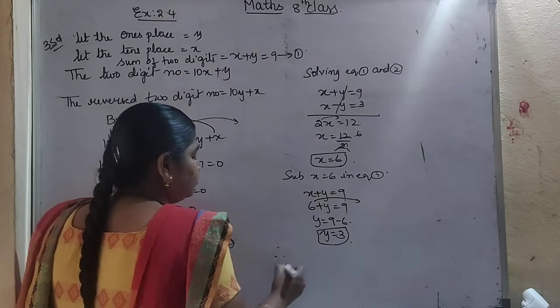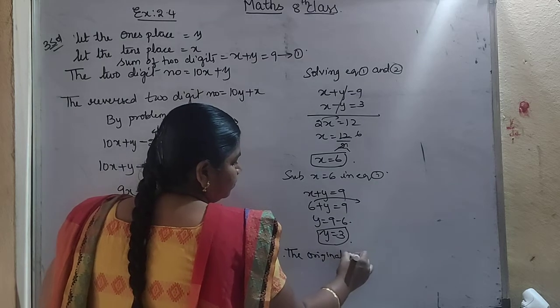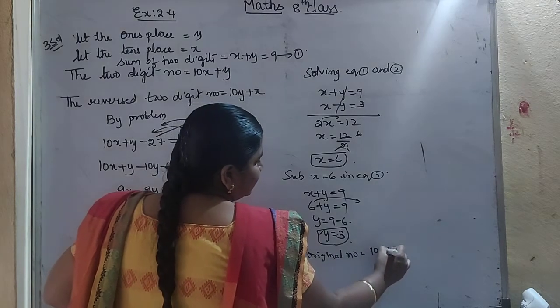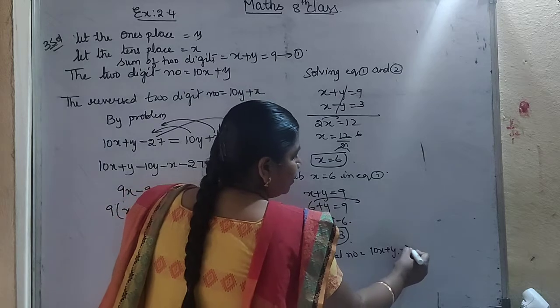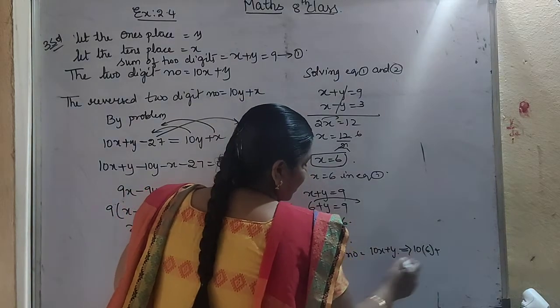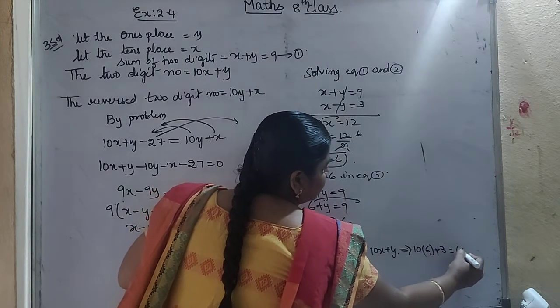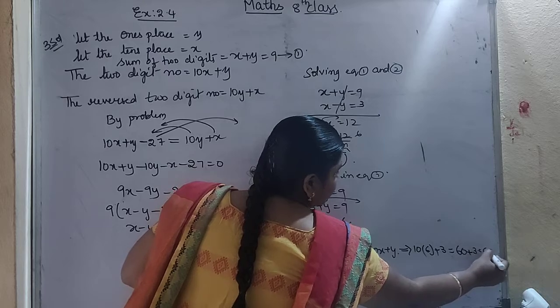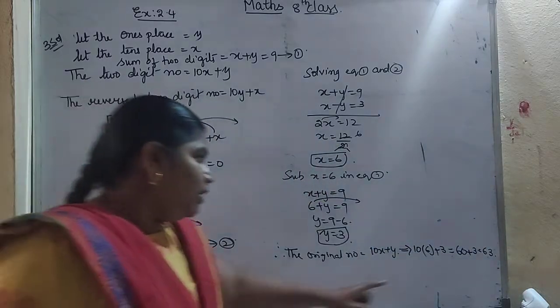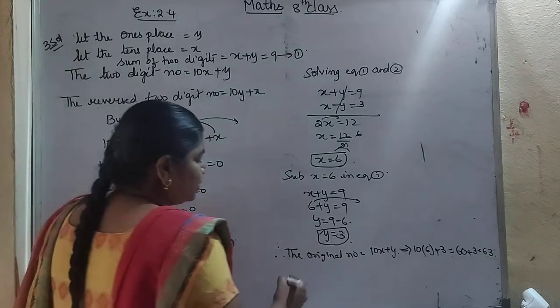So therefore the original number is 10x plus y. So we can write here 10 into, what is the x value? The x value is 6, plus the y value is 3. So that will be 10 into 6 is 60 plus 3, that is equal to 63. Now if you see, 6 plus 3 is how much? 9.